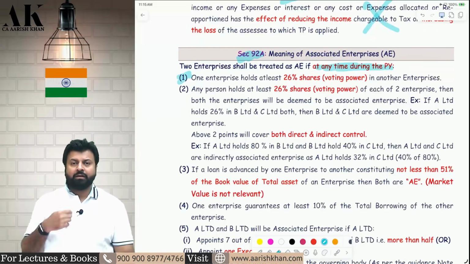First, when one enterprise holds 26% or more voting power in another enterprise. So if I hold 26% or more voting power, meaning equity shares, in another entity, we both are associate enterprise.